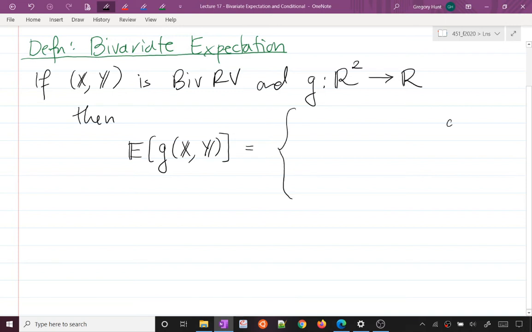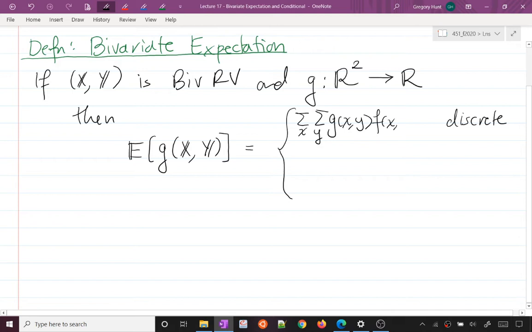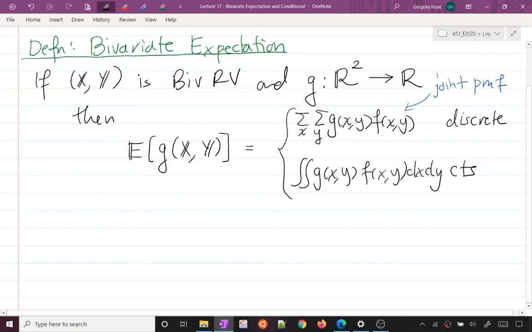In the discrete case, where X and Y are both discrete, this is going to be the sum over all x values, sum over all y values of g of x, y times f of x, y. So this f of x, y is my joint PMF. g is obviously my function, and in the continuous case, I would similarly have a double integral of g of x, y, f of x, y, dx dy.